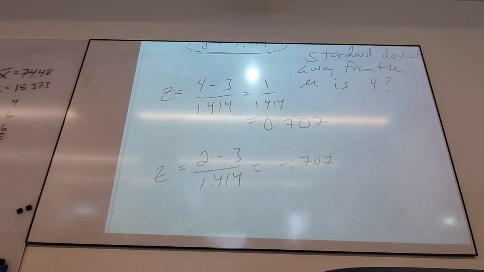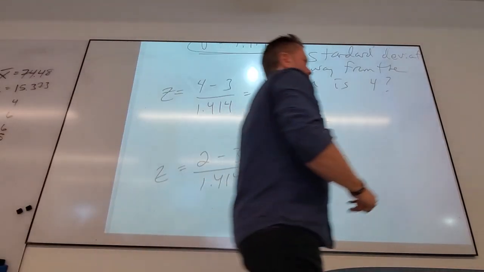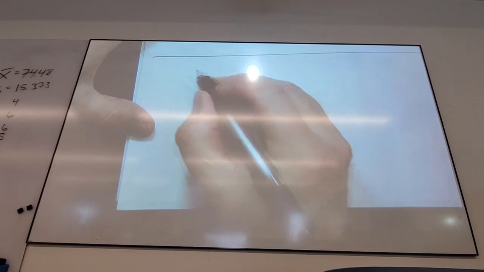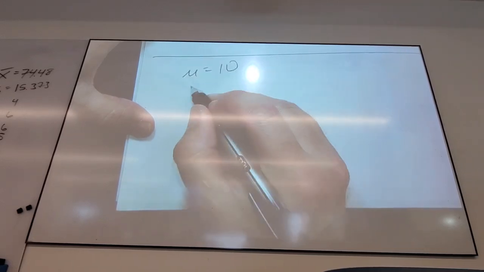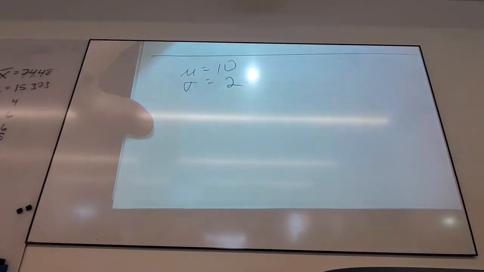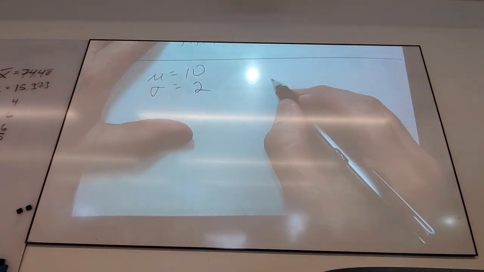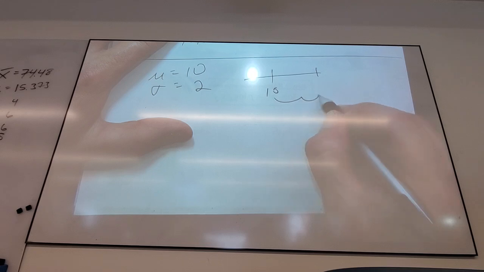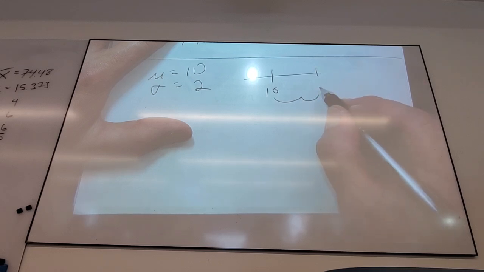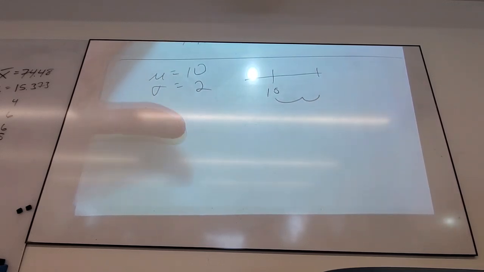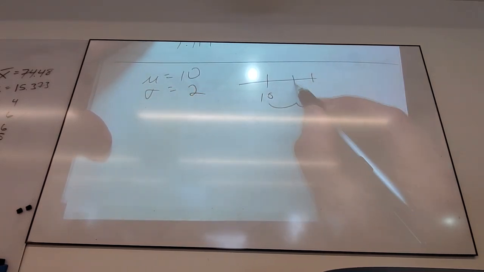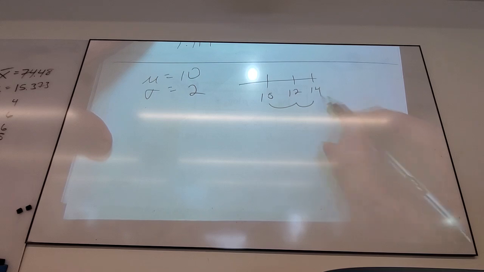So let me say this. What if I had, let me give a different example with nice numbers. What if I had a bunch of data where the mean was 10 and the standard deviation is 2, yes? The mean is 10 and the standard deviation is 2. Where do I end up if I take 2 steps? 12, 2 steps. 10, 11, 12. How big is each step? What did I say? 2. Yeah, so if I take 2 steps, where do I end up? 14. Yes?